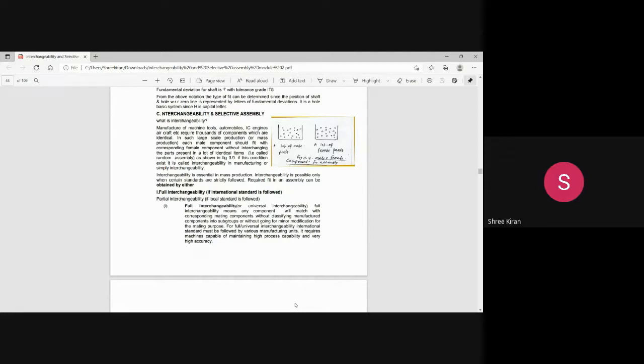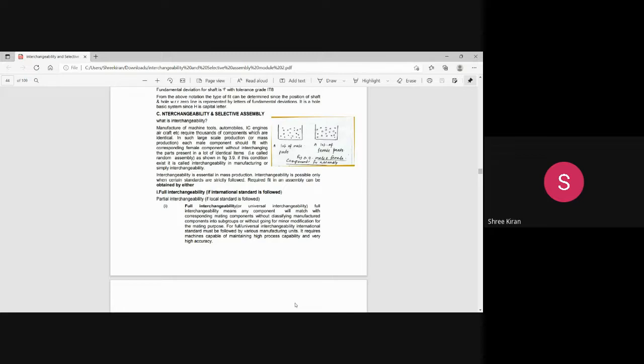In the case of interchangeability and selective assembly, it's a very small topic, mainly related with the manufacturing aspects. Not only that, it also comes with the metrology aspect, that is measurements, tolerance, allowances, all of these. It is mainly a dimensional parameter which helps in achieving precise dimensions and proper functioning.